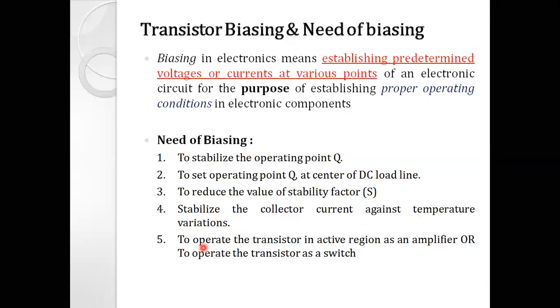Then, to operate the transistor in the active region as an amplifier or to operate the transistor as a switch, right? As we discussed in the previous slide, to have operation like an amplifier or an on switch, off switch, we must operate the transistor in one of the regions. So for that we need the biasing. These are the reasons because of which we need to bias the transistor with the DC supply along with the appropriate polarity.